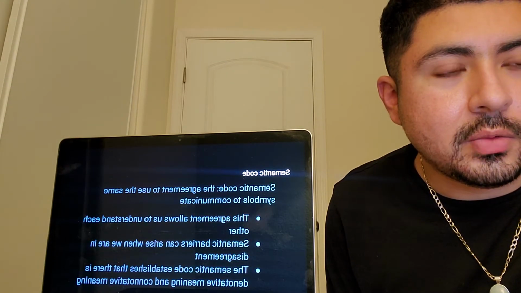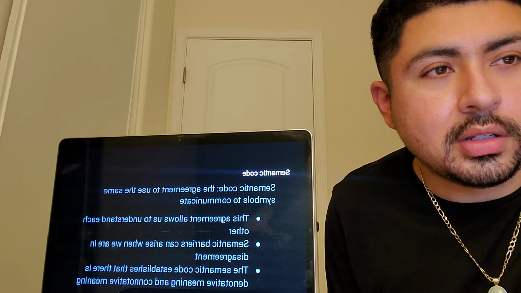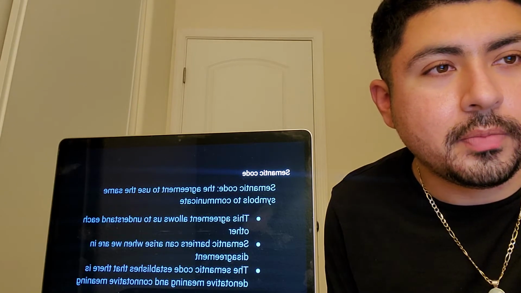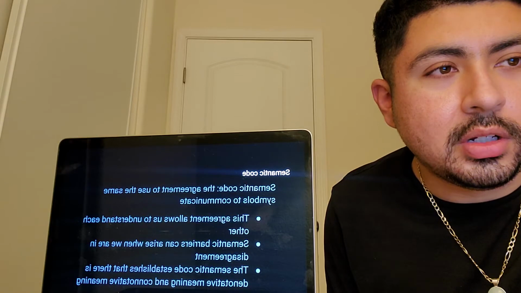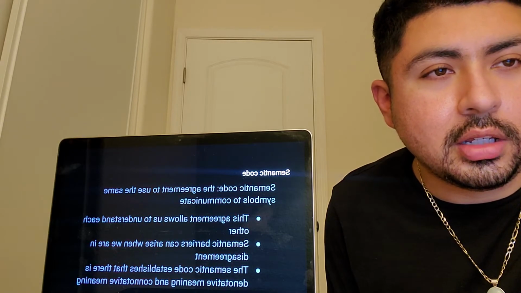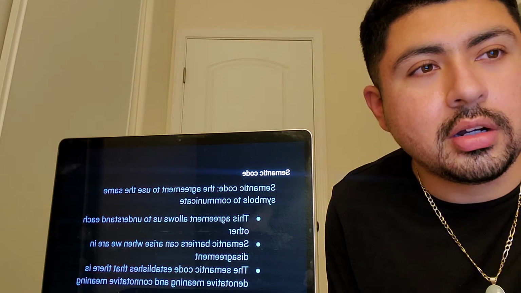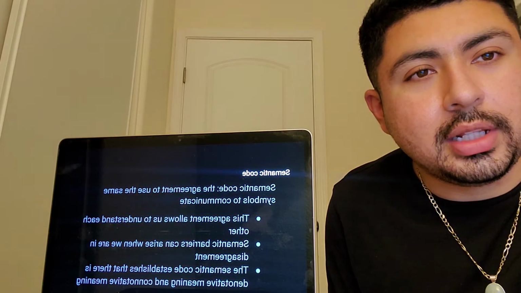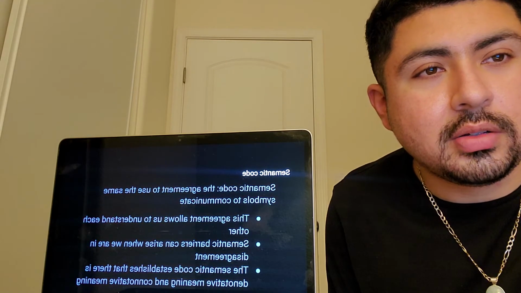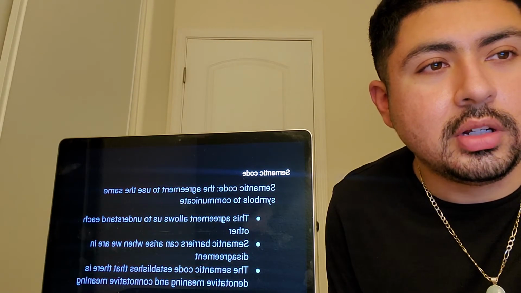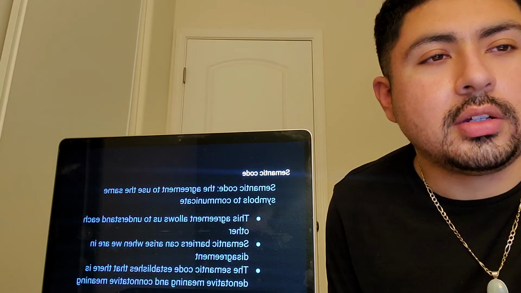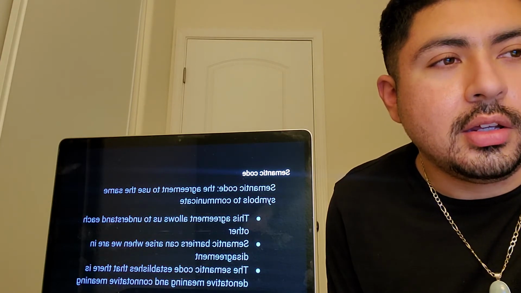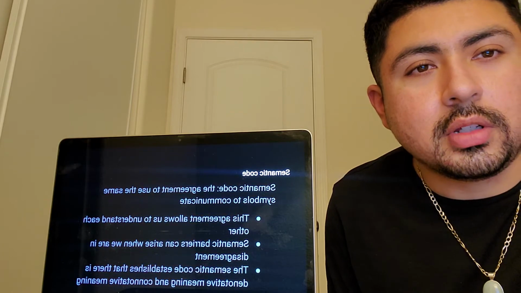So in one case, we're in agreement and understand each other, and in the other case, we have a semantic barrier because we do not agree on what lit means. It is important to establish a semantic code so we can have a clear understanding when communicating interpersonally.